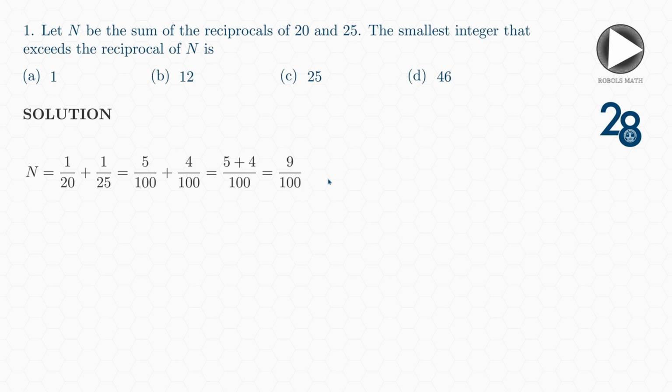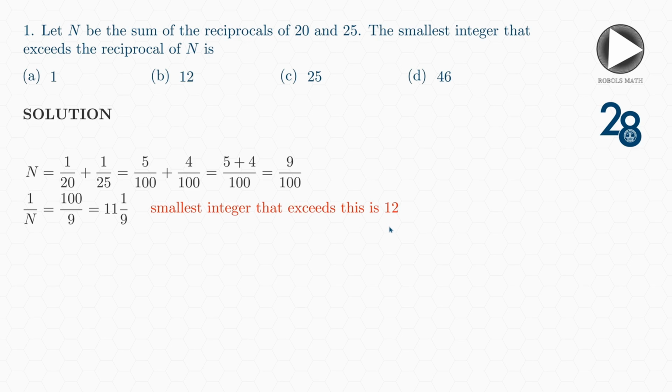Hence, the reciprocal of n is 100 over 9. We write that as a mixed number, that's 11 and 1 over 9. So the smallest integer that exceeds this value is actually 12. If you participated in the qualifying stage, I hope you got this question right, because this is, again, the easiest question in the qualifying stage.